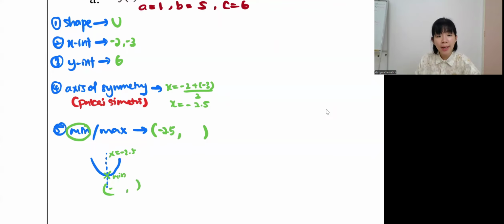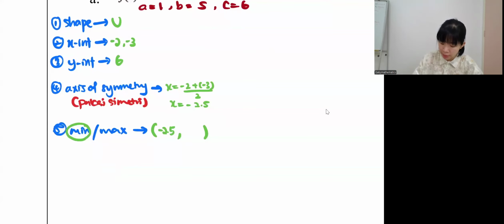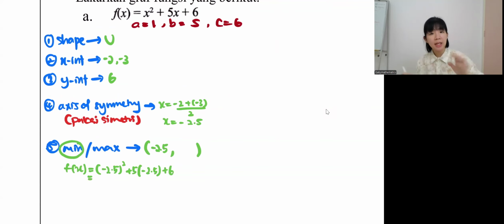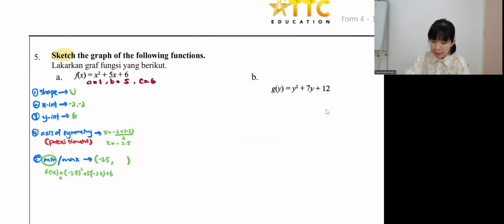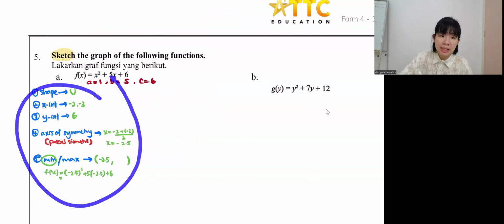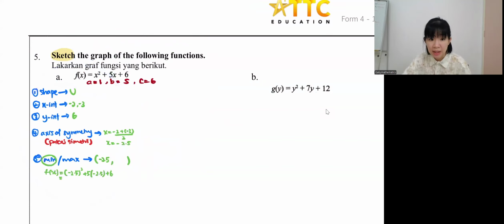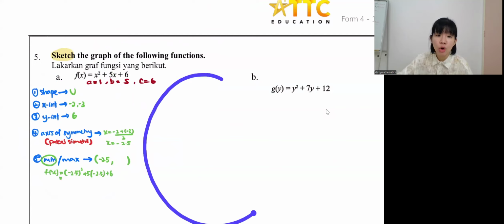Okay, then how to find y? If you got the x coordinate and you want to find the y coordinate, sub into the equation. f(x) equals x, which is -2.5 squared plus 5 bracket -2.5 plus 6. This one you can just key in the calculator, because anyway all these things are just your own checklist. You don't have to show very complete working. The main thing is drawing later.